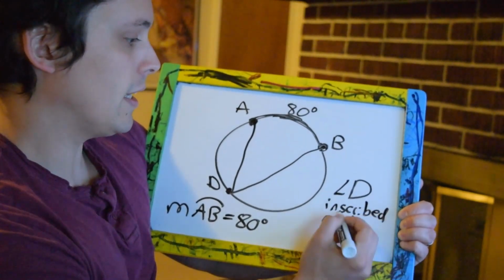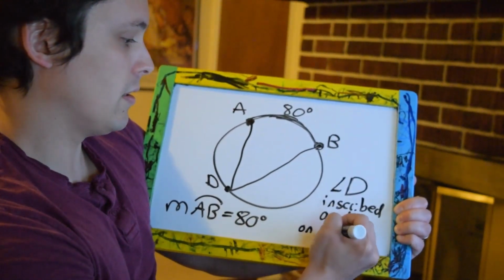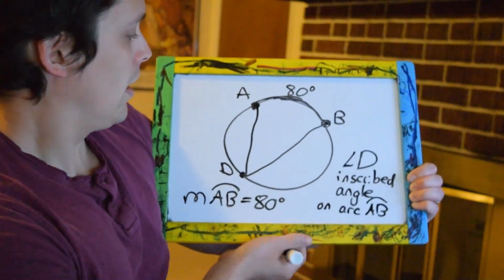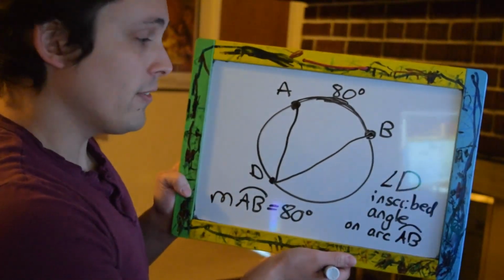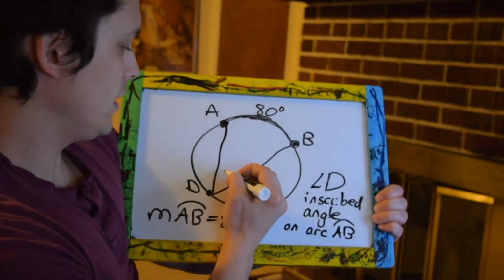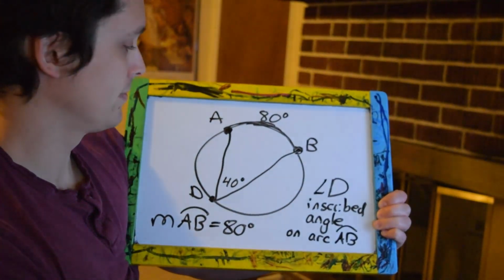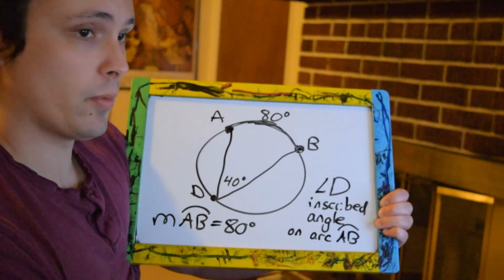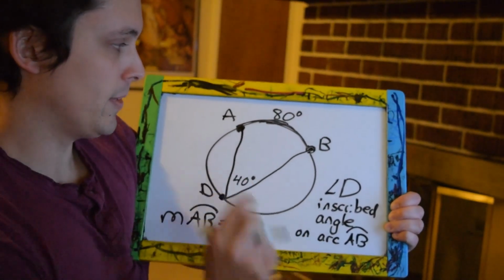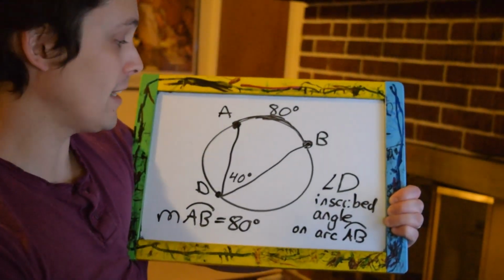And it is the angle that is inscribed on arc AB. And what if I told you that I know that if that arc is 80 degrees, that this angle has to be 40 degrees? Wait, what's going on here? Am I saying that this angle has to be exactly half of that arc measure? And that's exactly what I'm saying.